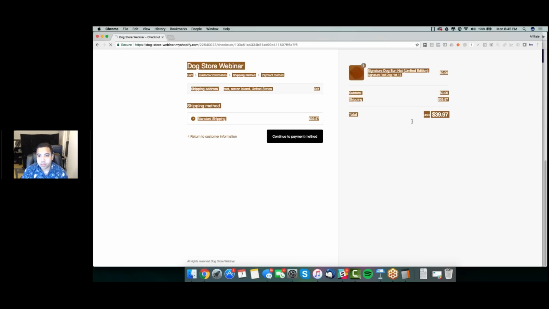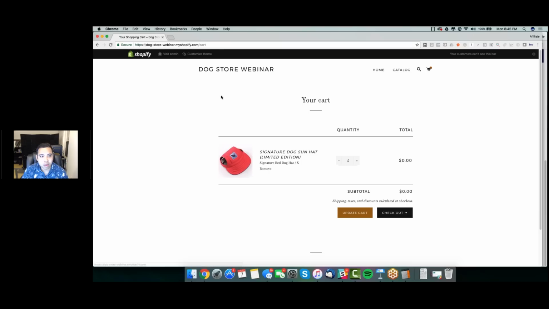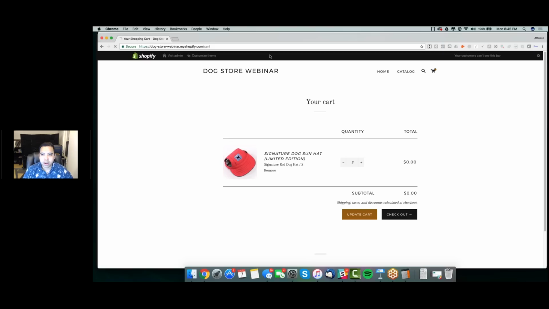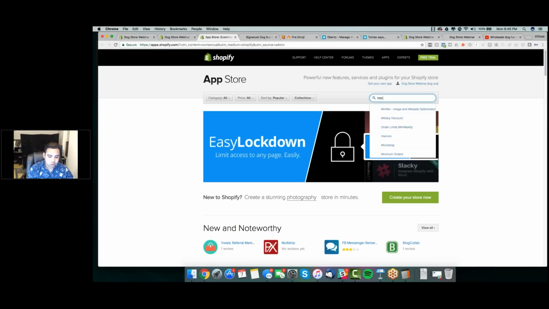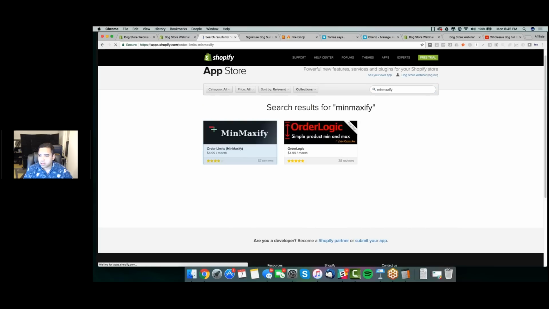But here's how we avoid that. What we do is add an app. So let's go back to the App Store, and we're going to add this app called Min-Maxify. Min-Maxify allows you to limit the number of products that you can sell on your store.